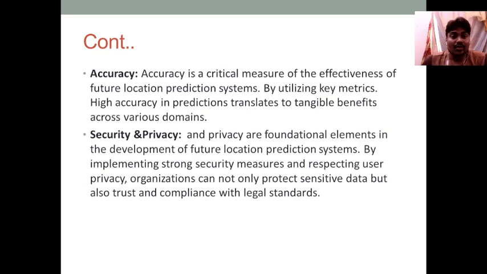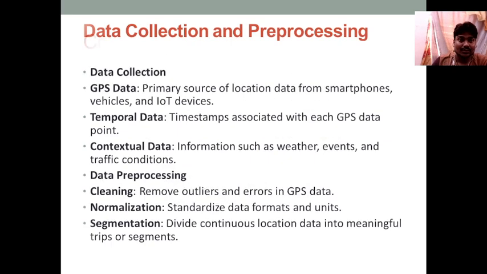Also we have to find the accuracy and provide security and privacy to our project and organization. Accuracy is the effectiveness of the future location prediction system, measured by key metrics; high accuracy in the prediction system gives tangible benefits across various domains. Authentication of the project not only protects sensitive data but also builds trust and compliance with legal standards.